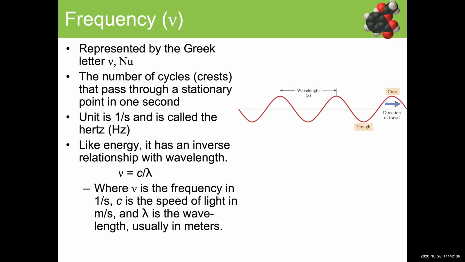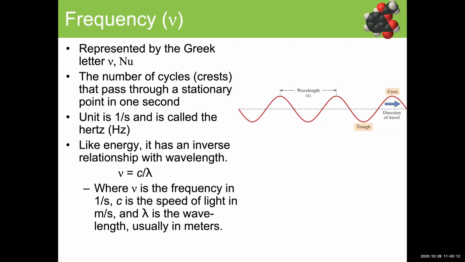The frequency is inversely proportional to wavelength, just like the energy was. So frequency equals the speed of light divided by wavelength. This relationship you should know, be familiar with it, and be able to use it. The thing I want to point out that's important is let's look at the units for c, the speed of light. The units are meters per second.